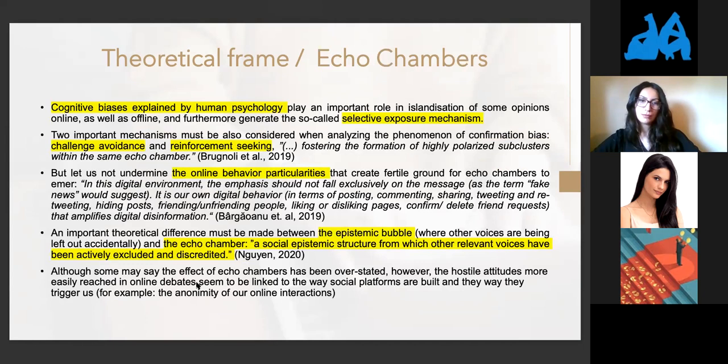Echo chambers are something that is happening on a daily basis, and we cannot be immune to them. They are rooted in cognitive biases explained by human psychology, and they are enhanced by online behavior particularities such as what we follow, what we like, what we dislike, who we unfriend, and so on. And algorithms pick up on this digital fingerprint that we leave through every action we take, and they create an even more filtered reality.